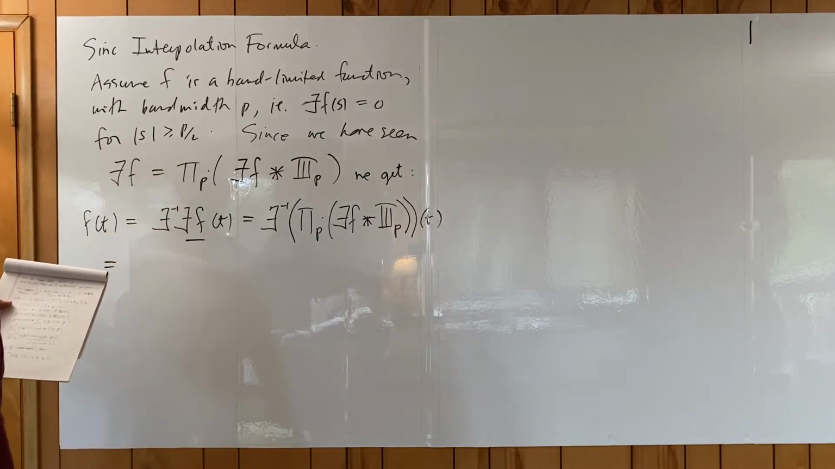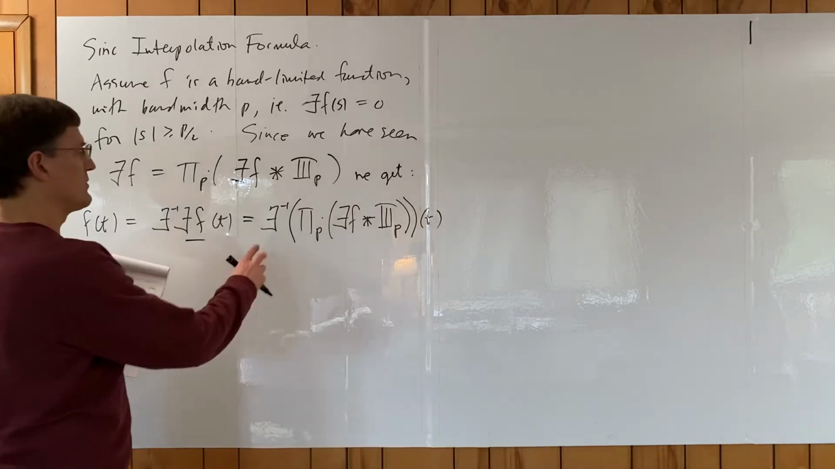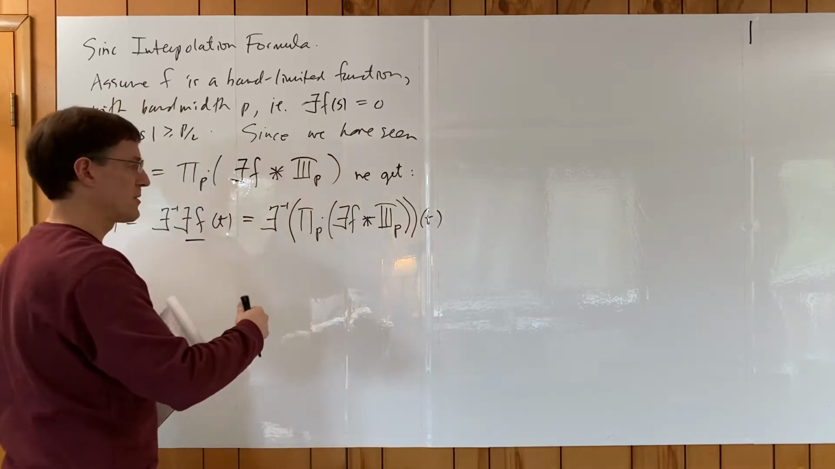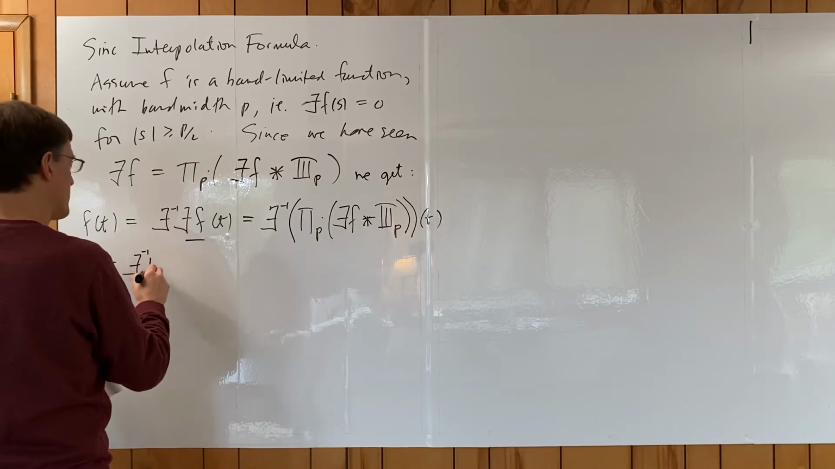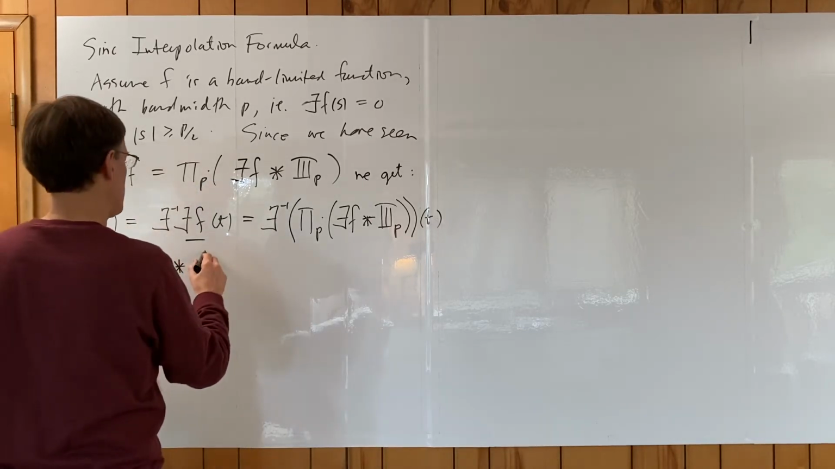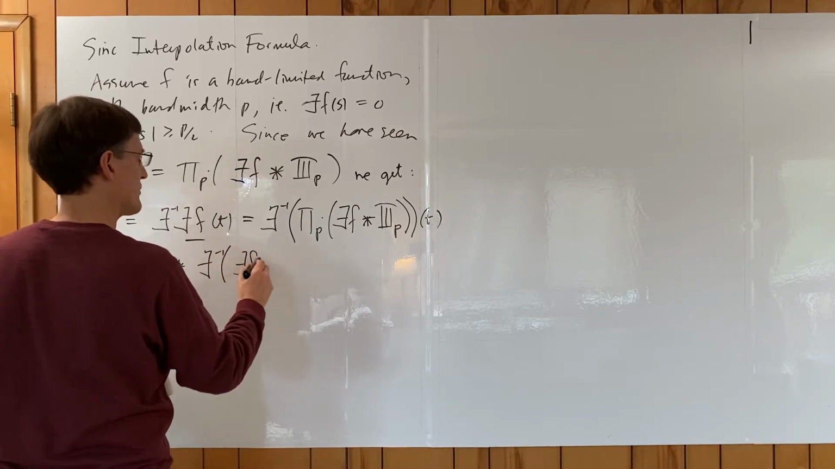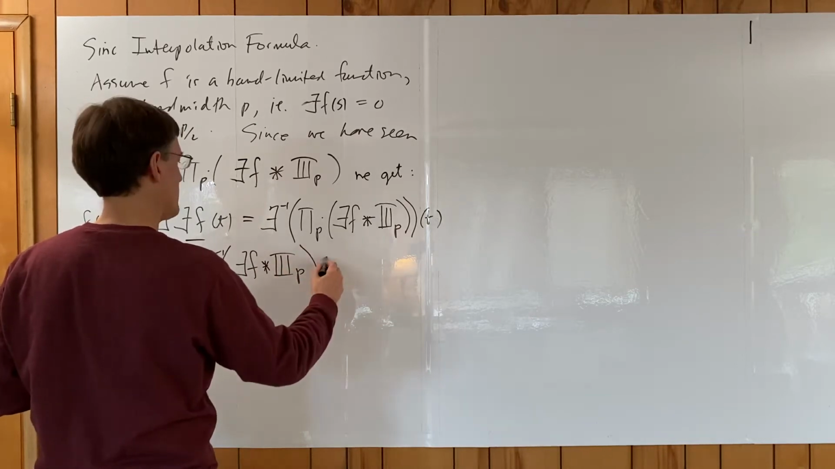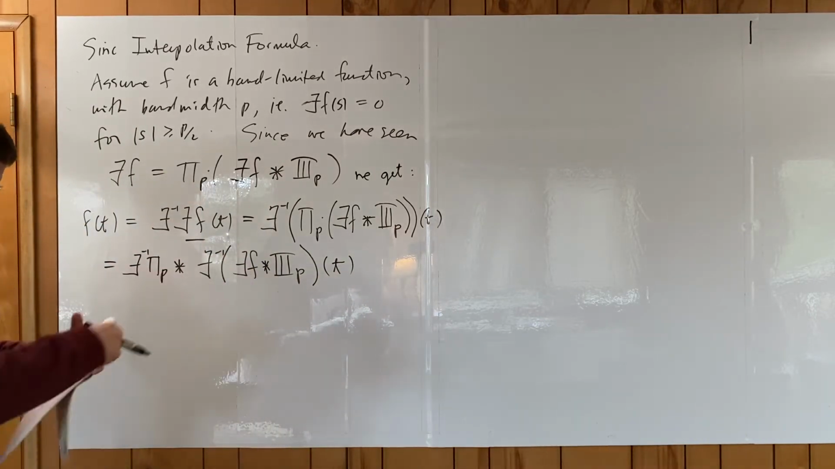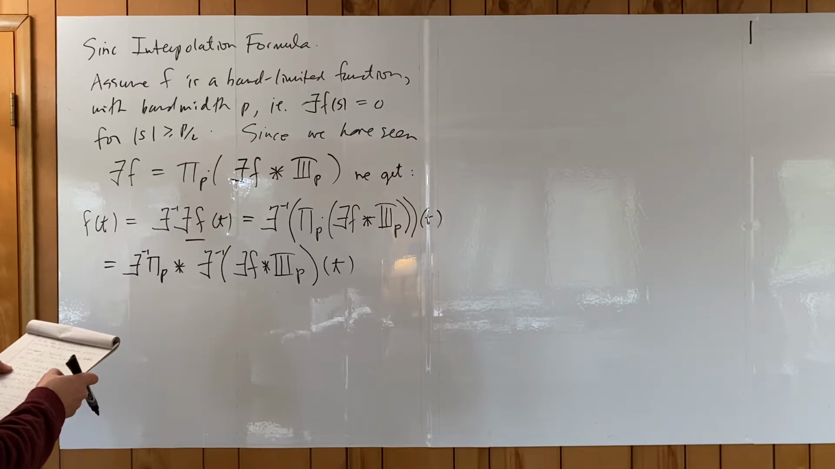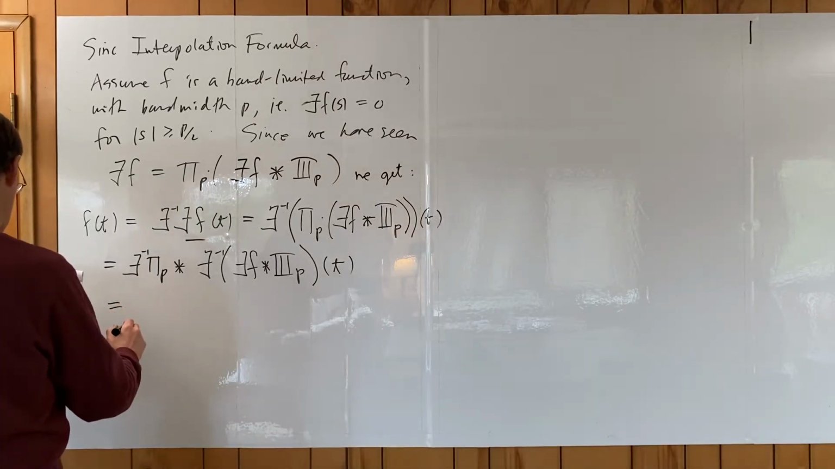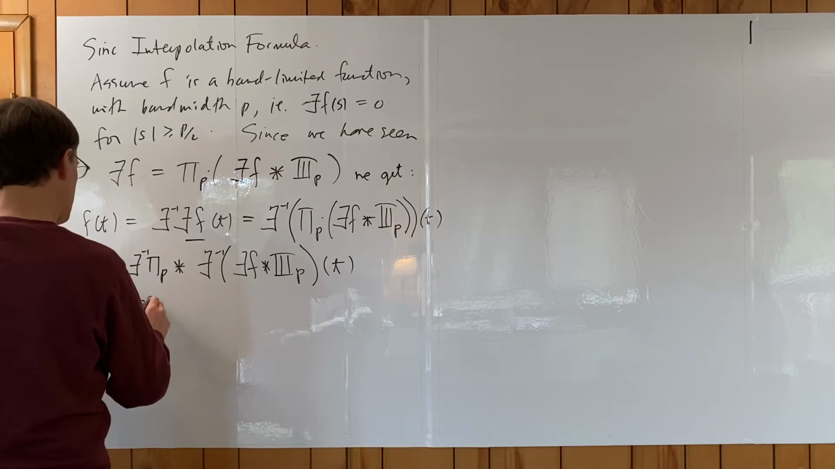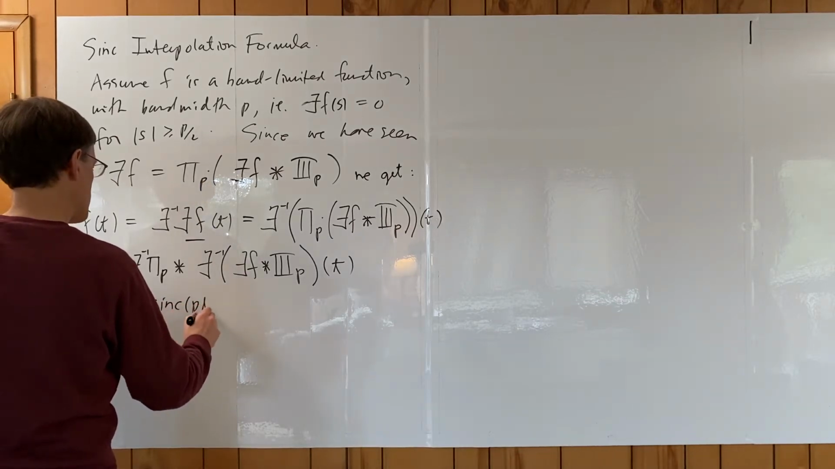Alright, so continuing, when I take the inverse Fourier transform, I've got a product in the frequency domain here, right? So that becomes convolution in the time domain. So we can take the inverse Fourier transform of the rect function, then convolve it with the inverse Fourier transform of the Fourier transform of f convolved with Shah of p, and this entire expression is a function of t. Okay, so continuing on, the inverse Fourier transform of pi sub p, we saw that that is p sinc of p times t.